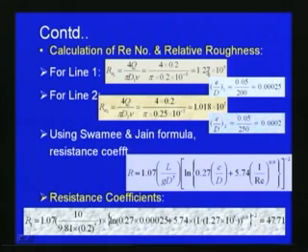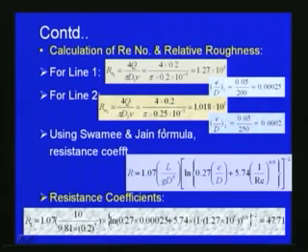So, this is equal to 1.27 into 10 to the power 5 and then E by D ratio will be 0.05 divided by 200, that will be equal to 0.00025. Similarly, for line 2, Re2 is equal to 4Q by pi d2 nu, that is equal to 4 into 0.2 divided by pi into 0.25 into 10 to the power minus 5, that will be obtained as 1.018 into 10 to the power 5. In a similar way, E by D ratio will be 0.05 by 250, it is equal to 0.0002.